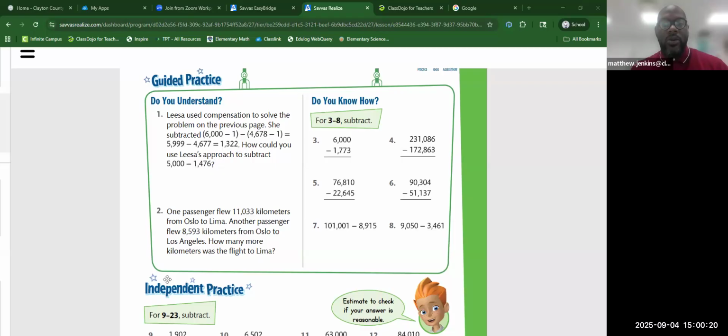So I'm going to write this. We're going to subtract 5,000 minus 1,476. Okay. Now, this is Lisa's approach we see right here. That would be 6,000 minus 1, 4,678 minus 1, and this is how they did that. So let me share with you what that looks like.